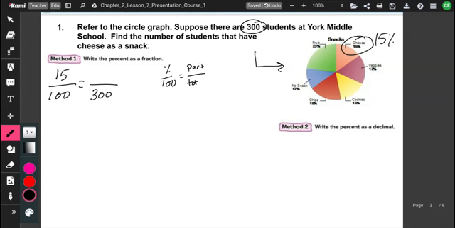Then what I'm going to do is go from 100 to 300, which means multiplying by 3. We do the same thing to this one: 15 times 3, which is going to give us 45. So 45 students have cheese.